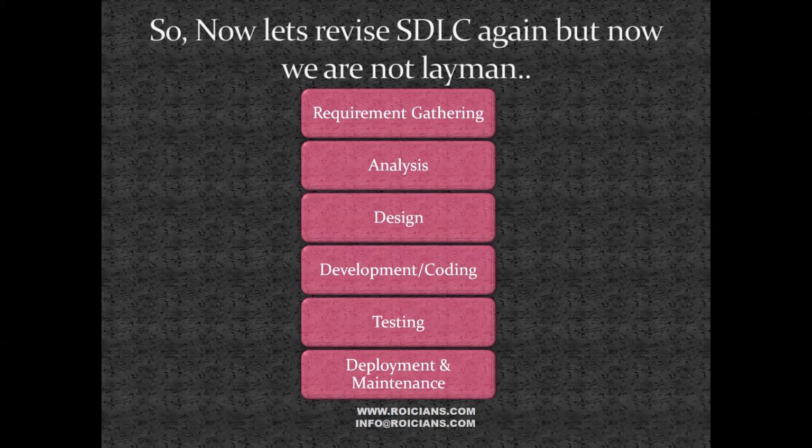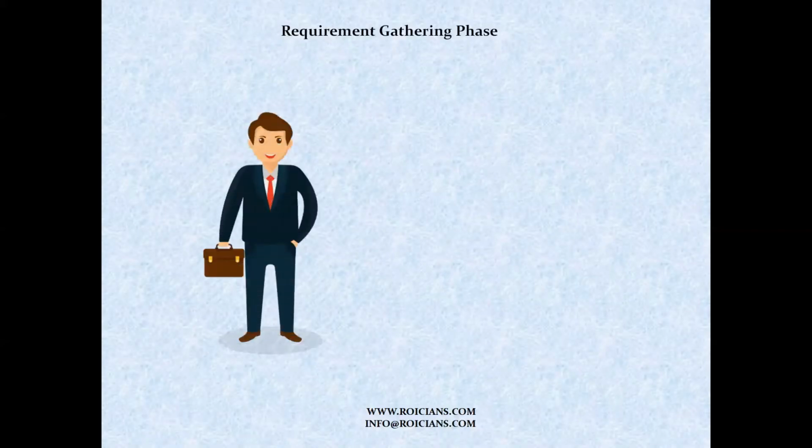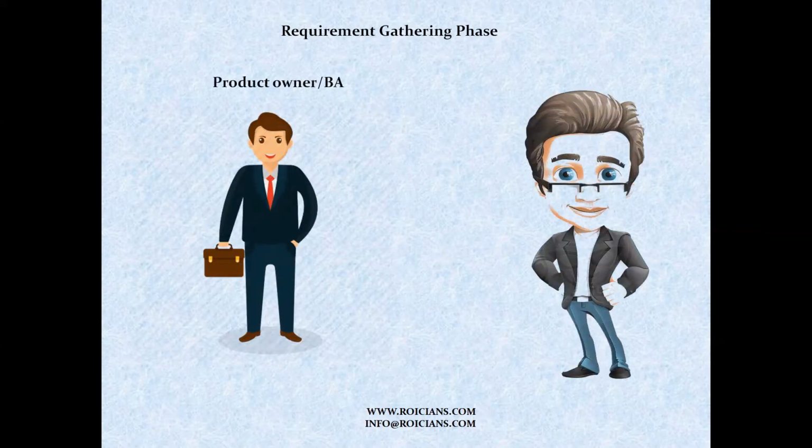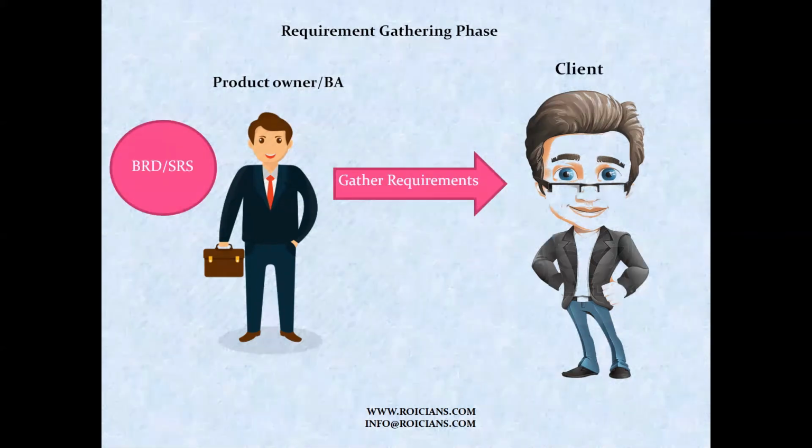Again, I am just naming the phases of SDLC: requirement gathering, analysis, design, development or coding, testing, deployment, and maintenance. So let's start from the software point of view. So guys, the first phase is the requirement gathering phase. In this, Mr. Bob is replaced with the product owner or BA. He will get a call from the client that they want his company to build software for them. Mr. BA will say, okay, let me know your requirements, and will gather the requirements in a BRD or SRS document.